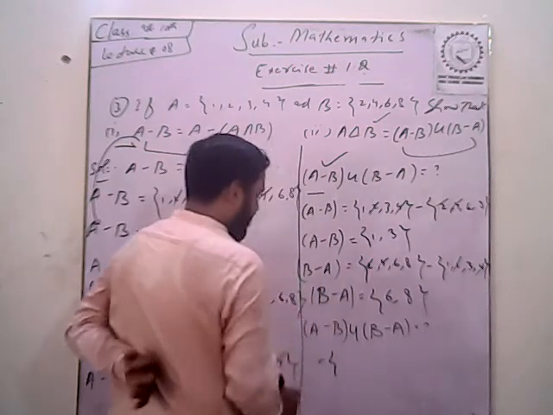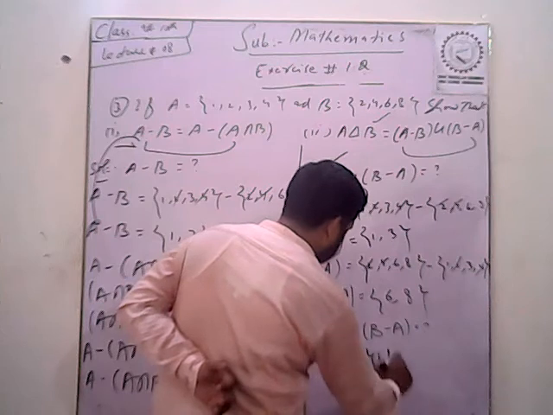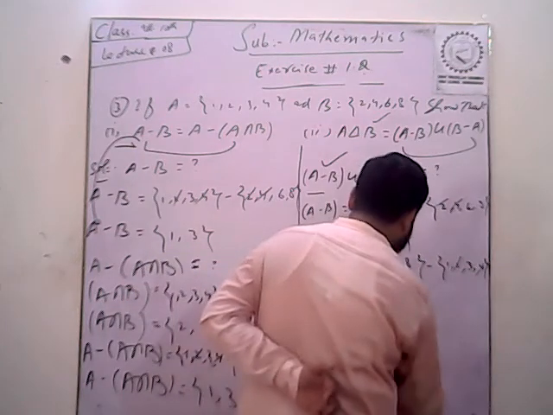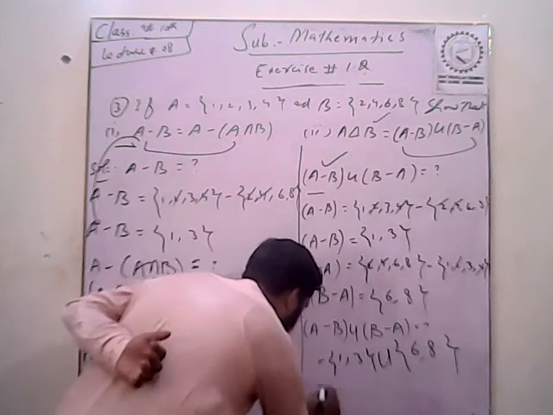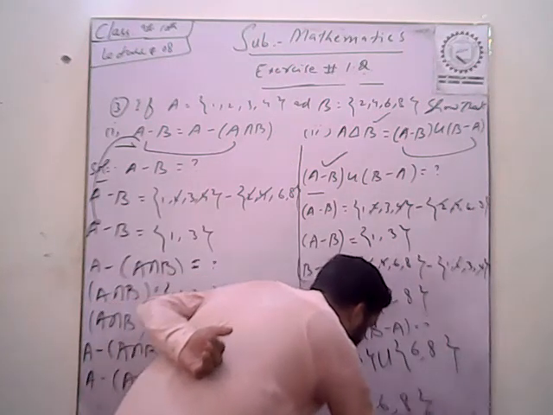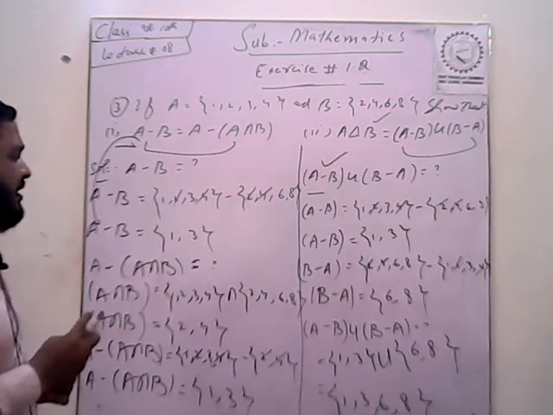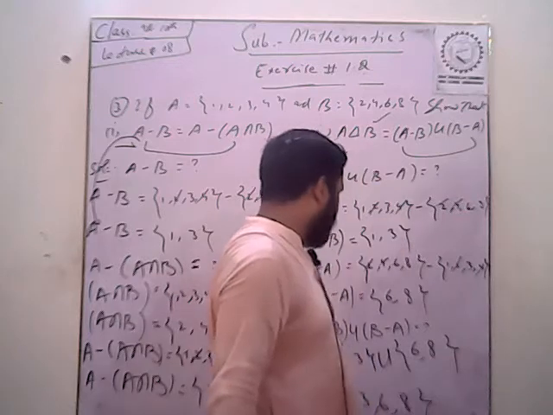So A difference B is equal to {1, 3}, then the operation is union. So B difference A is equal to {6} and then apply the union. So {1, 3, 6 and 8}. These are the elements of this side, which means this side is equal to this.